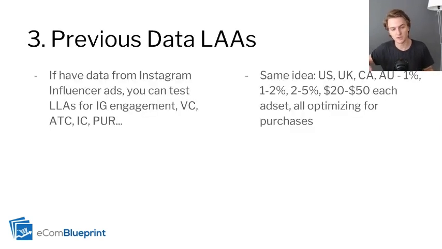Now at this point, if you have data from Instagram influencers, you can also start testing all the other lookalike audiences. You can test Instagram engagement, and assuming that you've already gotten traffic and a few sales, you can test VC, add to cart, maybe initiate checkout, and also purchase if you've gotten 100 or 200 sales already. Same idea, you want to test for the US, the UK, Canada, Australia, 1%, 1 to 2%, 2 to 5%, all optimizing for purchases.